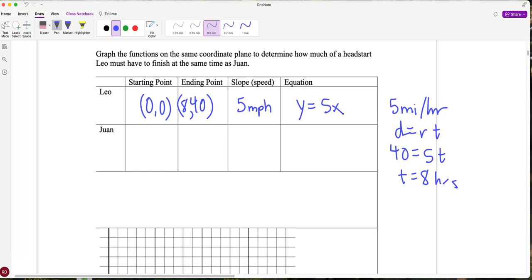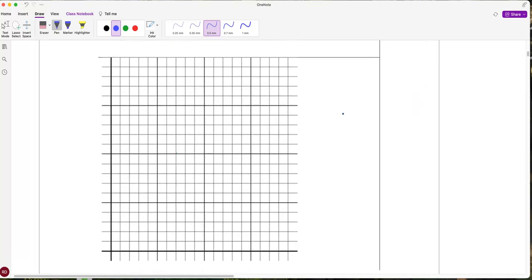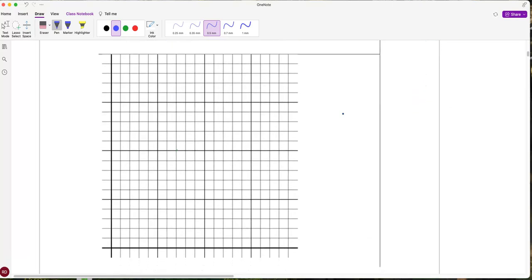Now let's just go ahead and graph this guy. When you have a blank grid like this, you want to figure out how to scale it so you can fill up the grid. The last thing I want to do is graph it right here and waste all of this space. So I know that it's taking 8 hours for him to do this. So how can I divide this up? Let's do it this way. If this is 1 hour, 2 hours, 3 hours, 4 hours, 5 hours, 6, 7, and 8 hours, and this is my time in hours.